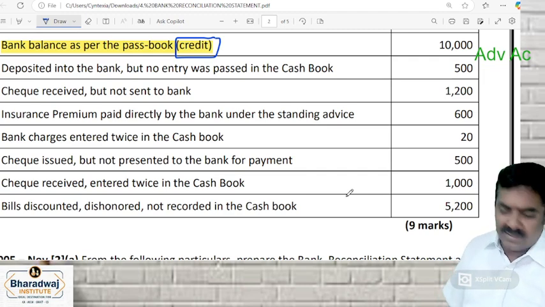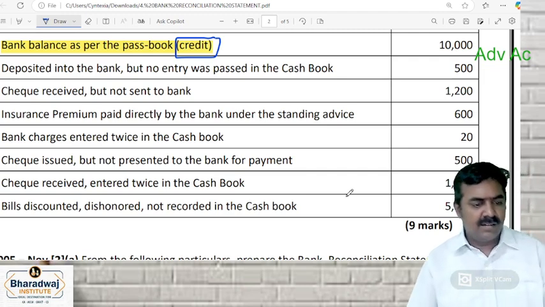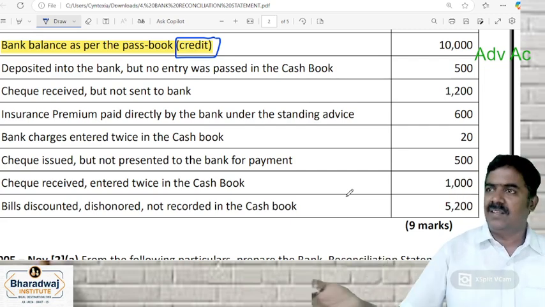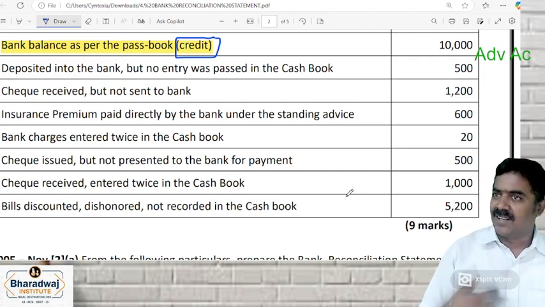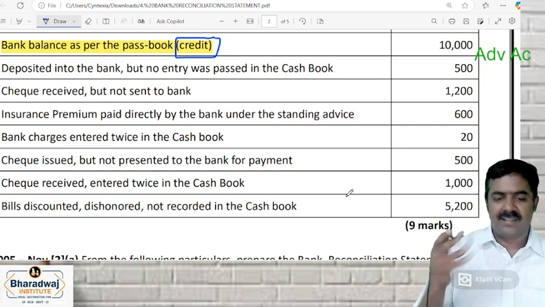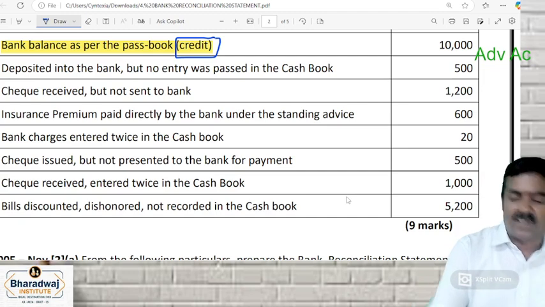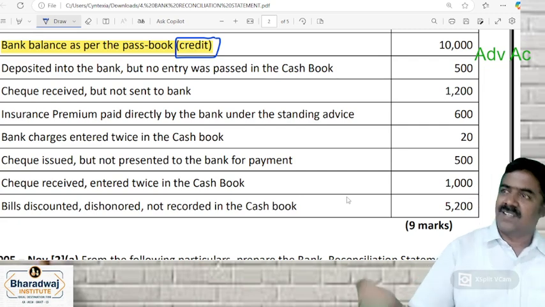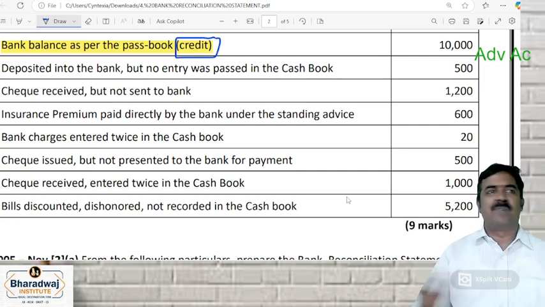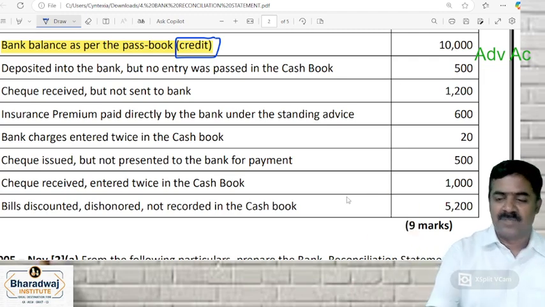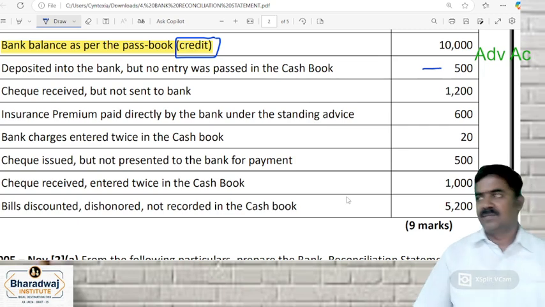Be careful in reading the sentences. Deposited into the bank now. We got the check and collected the check. Now collect panna enna pannuvom? Banker will add. But no entry was passed in the cash book. Check deposited, collected. We have added in the passbook. Customer cash book la add pannala. Appo enna pannum? Minus 500.